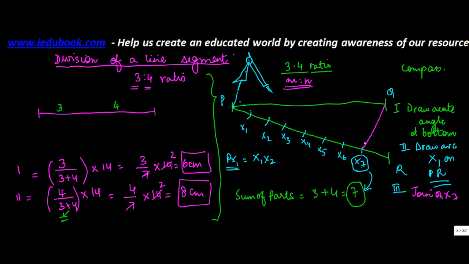Okay. Once you have done that, then what is m? m is equal to 3. So you count 1, 2, 3, x3. Now you basically draw a parallel to Qx7 at x3. Why did you select 3? 3 we have selected because m is equal to 3. Right? So how do you draw a parallel line?